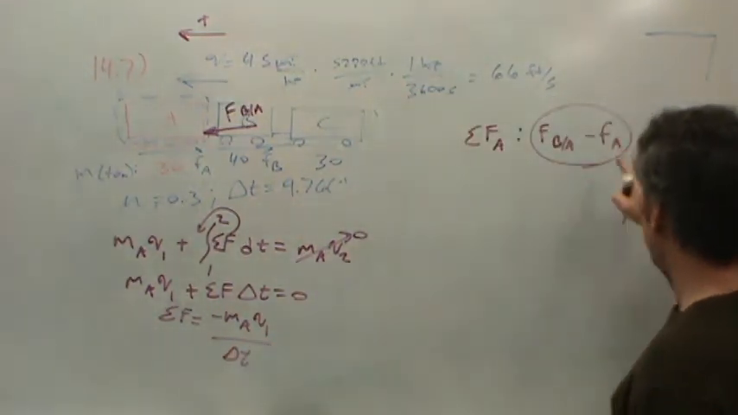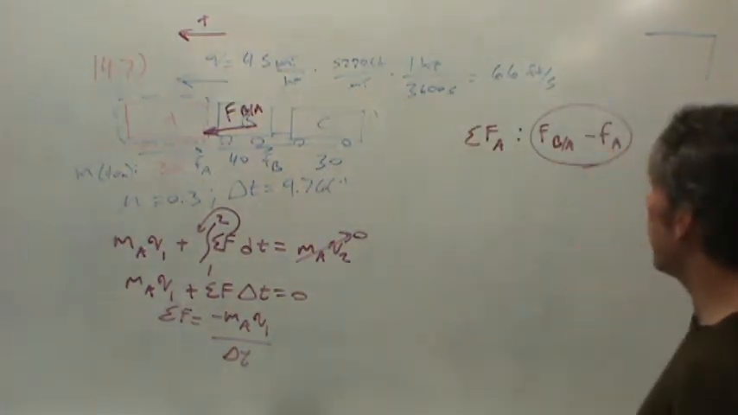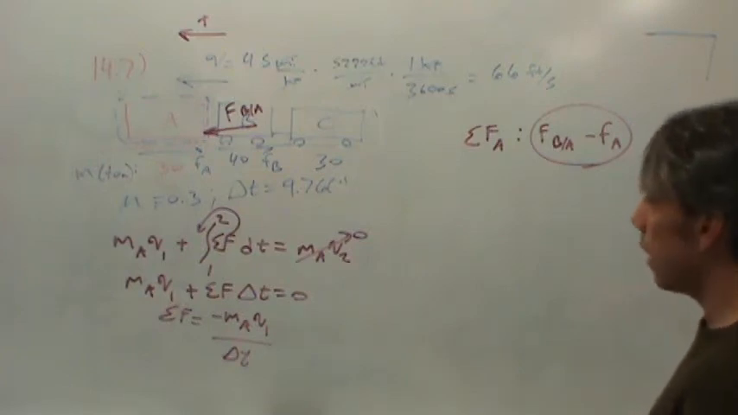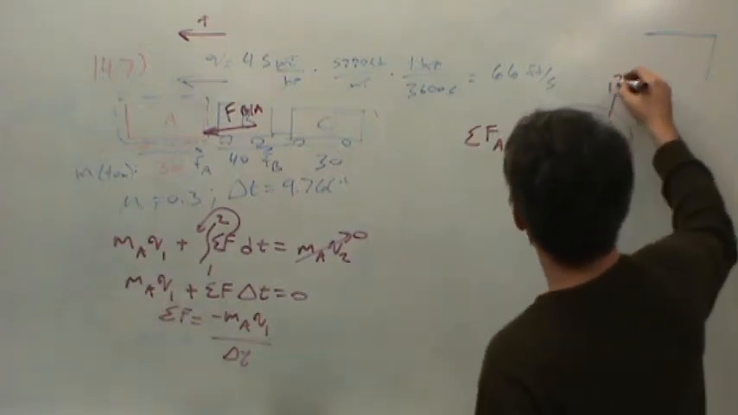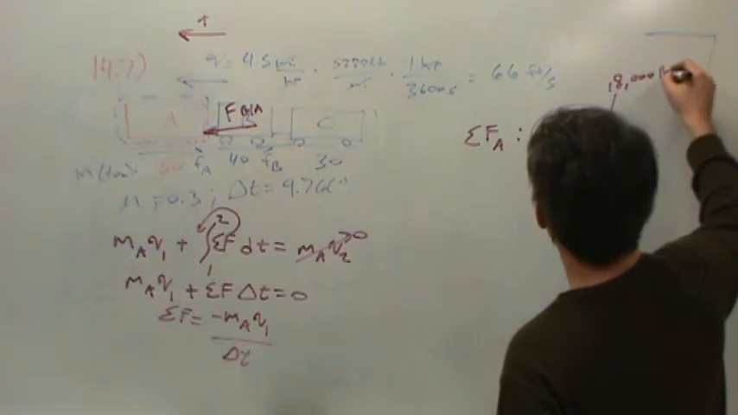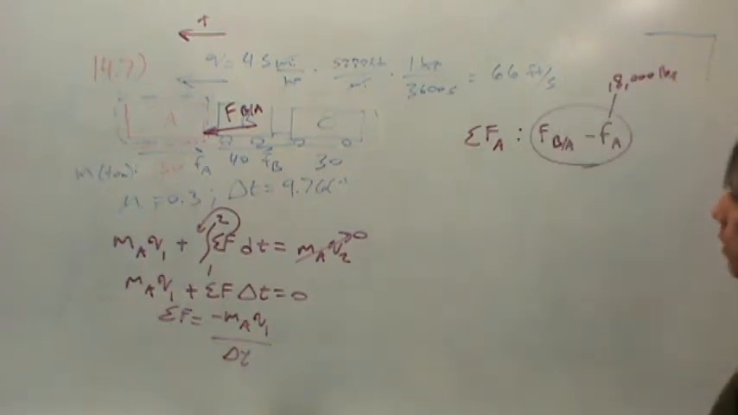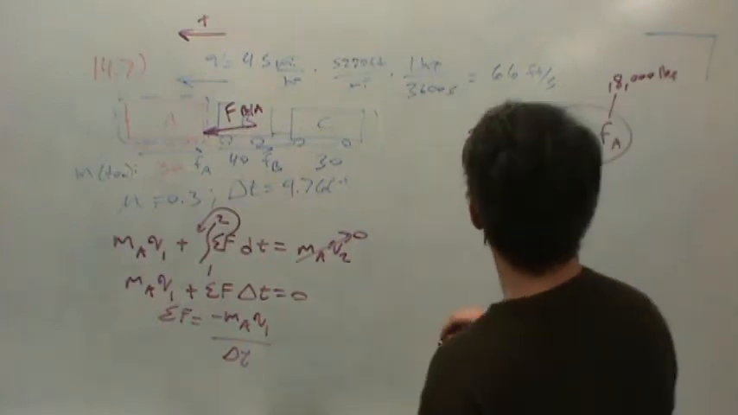Okay. Now unfortunately I've erased my frictional force on A. It's 18,000. Was it 18,000? Thanks. And that was pounds force? Okay. Okay, that makes sense. All right.